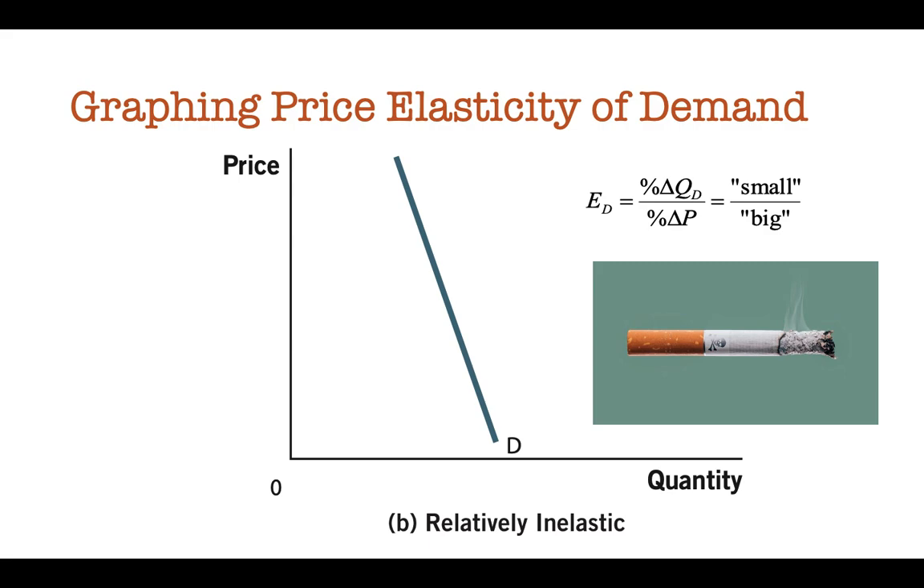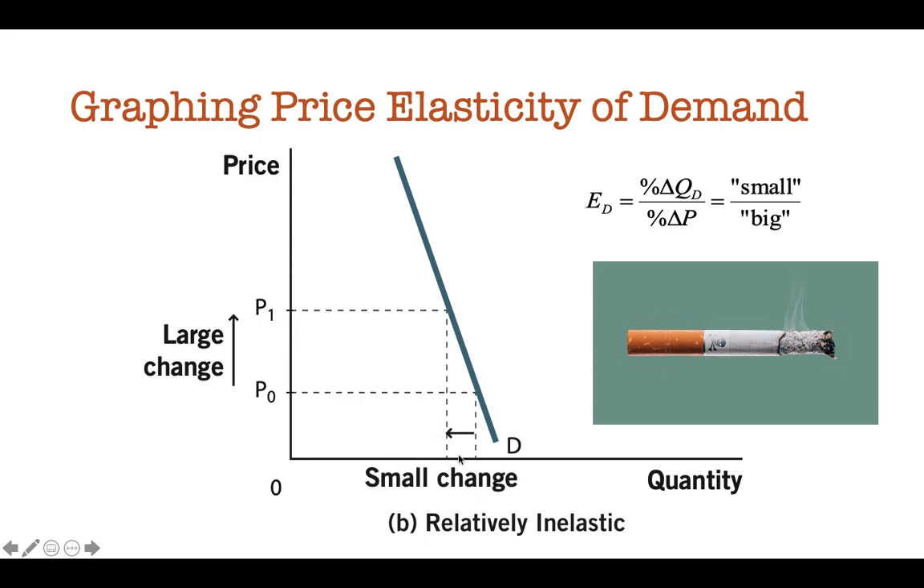Now, we said that wasn't very realistic. In reality, we see relatively inelastic demand curves. So this is a fairly steep demand curve for something like cigarettes, which means I can have a big change in the price, right? There's a big gap here between P0 and P1, so there's a big increase in price. And the result is a very small decrease in the quantity demanded. So we get a small number over a big number here.